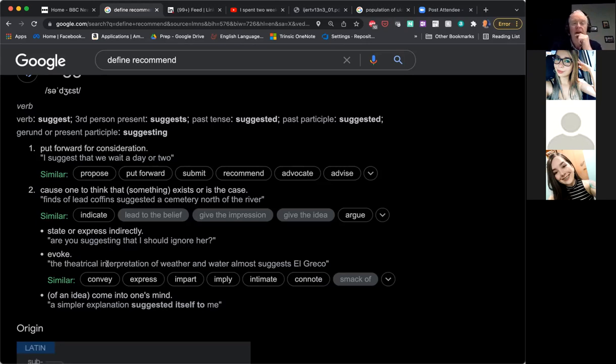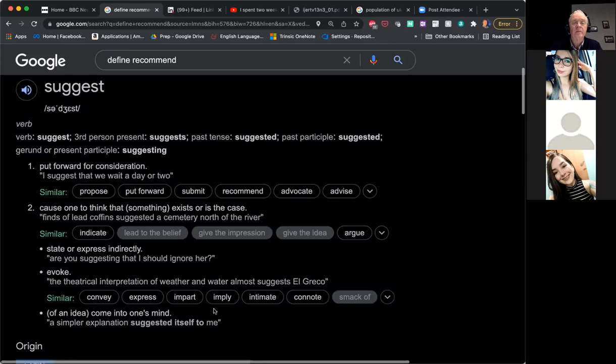Evoke. The theatrical interpretation of weather and water almost suggests El Greco, i.e. it's kind of like hinting or something of an idea that comes into one's mind. A simpler explanation suggested itself to me. Okay, so that's suggest and recommend. Is everybody comfortable with all of that?